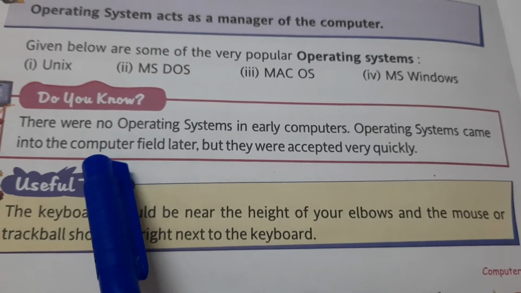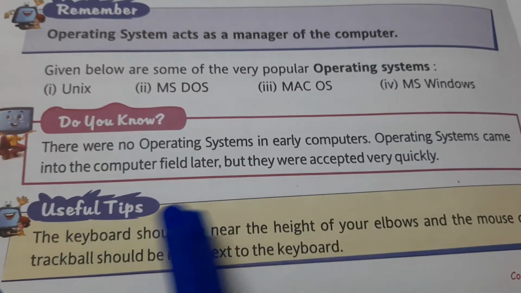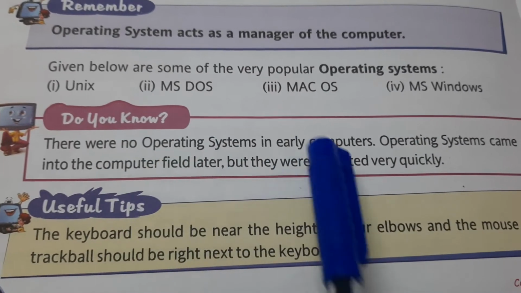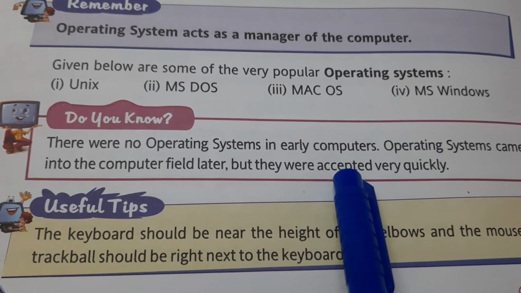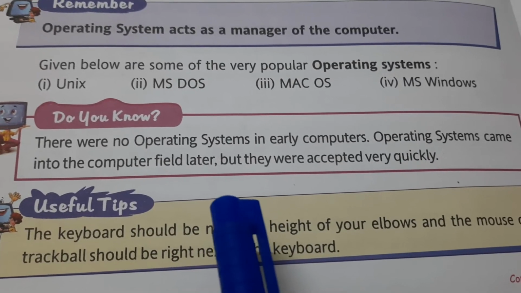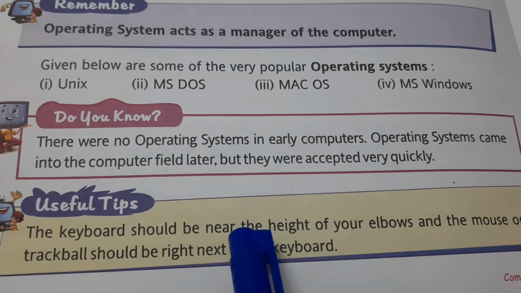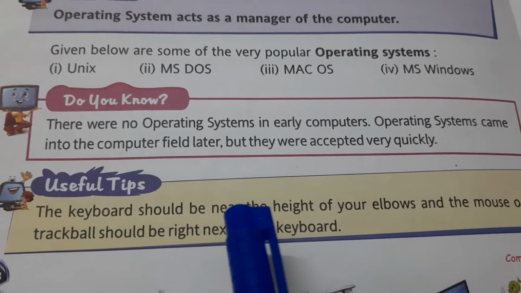Okay, there were no operating systems in early computers. Operating systems came into the computer field later, but they were accepted very quickly. So, the early computers were not having any operating system in them. It was introduced later, okay, when the development and advancement took place. But they were accepted very quickly. Why? Because they made our work very easy.